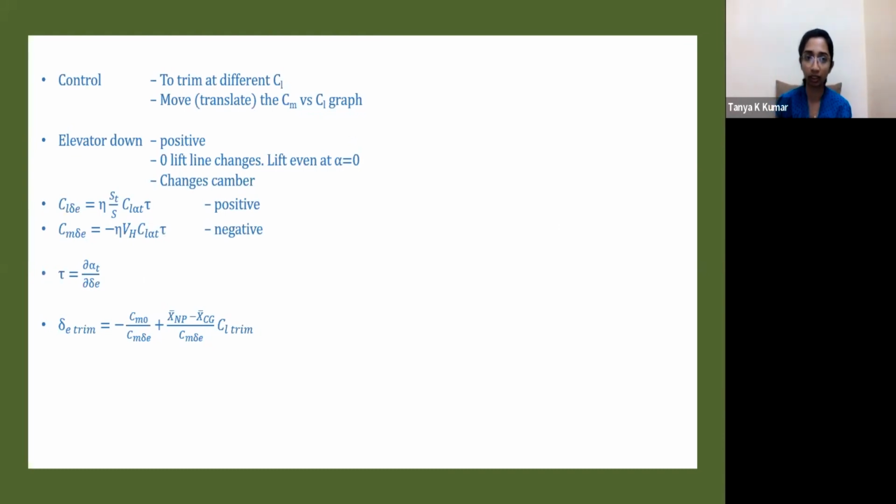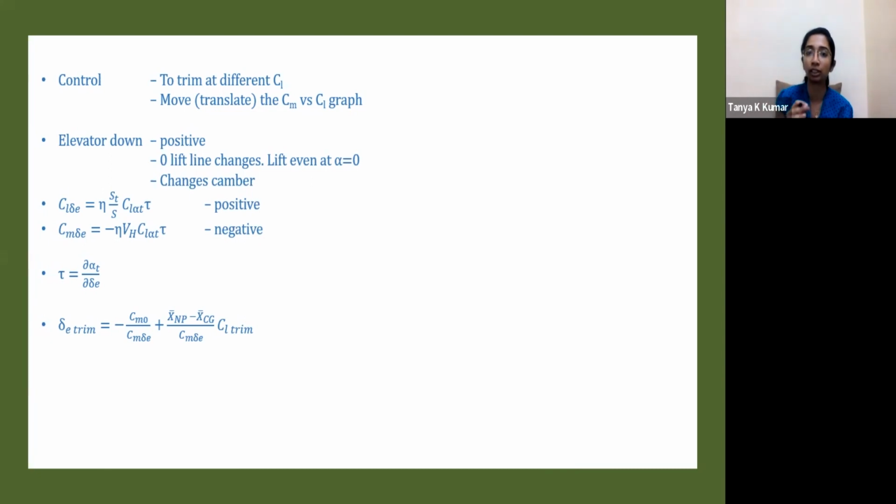What is control? Control of an aircraft, of pitching moment control, is to trim the aircraft at different CLs. So what is trim? Trim is when the summation of forces and moments is zero. And if we wish to trim the aircraft at a different speed, we require a different CL. And that would require deflecting the control surface.